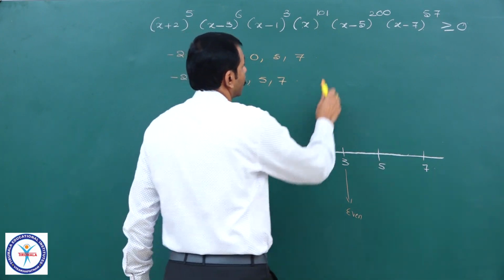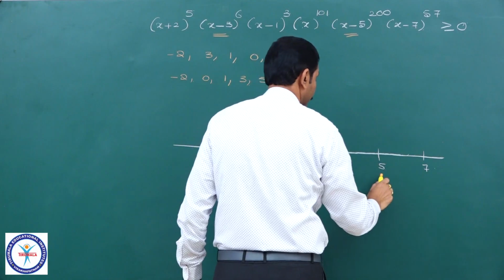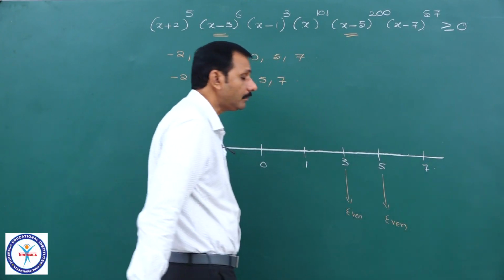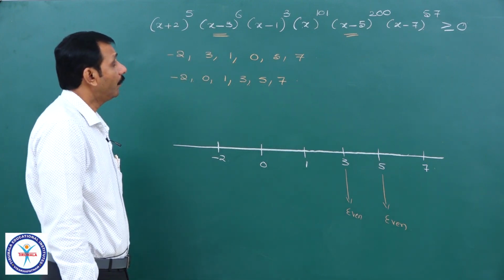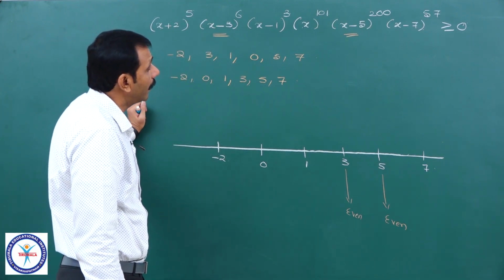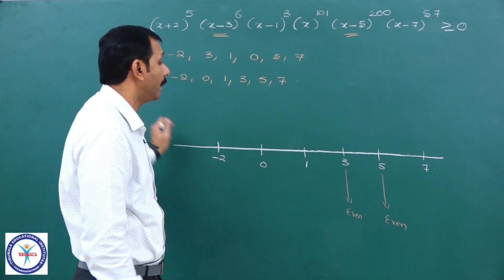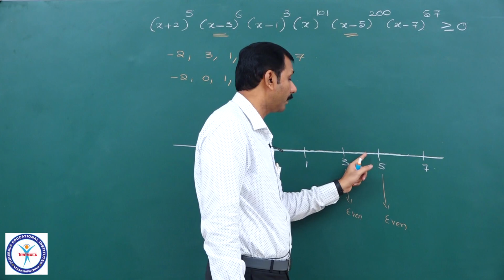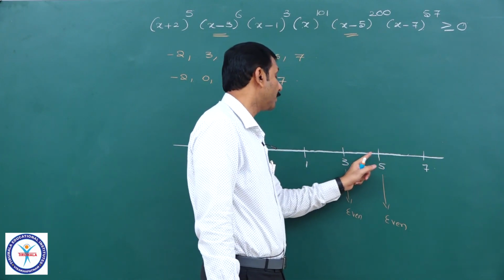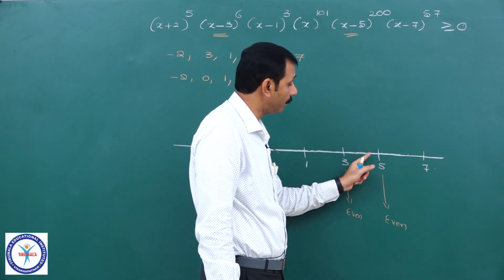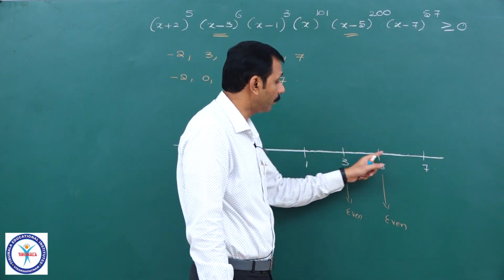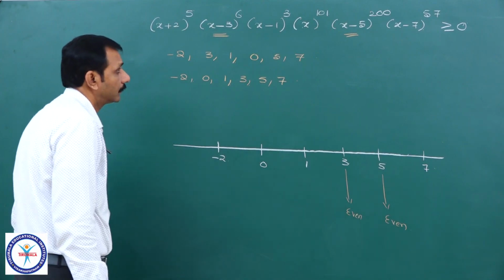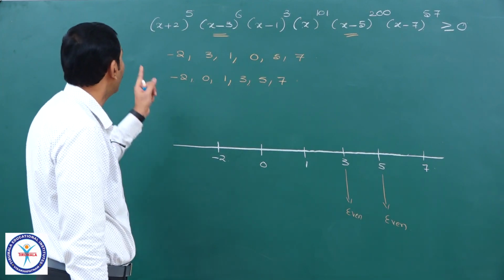And next, x minus 5, here also even power is there. If the power of any linear expression is even, then at that point, on both sides of 0, the sign of that expression will be the same. Positive means positive, negative means negative, that you need to observe. 7.